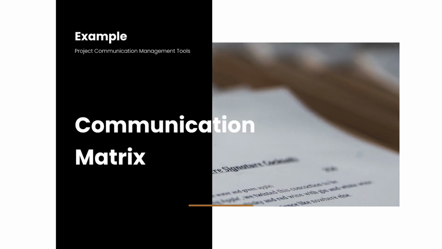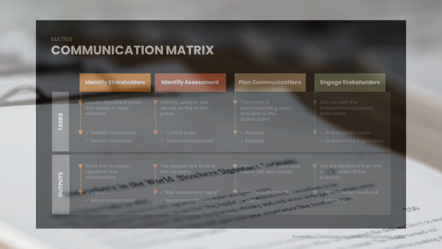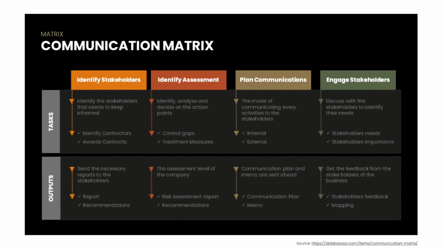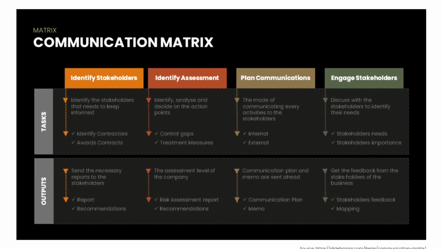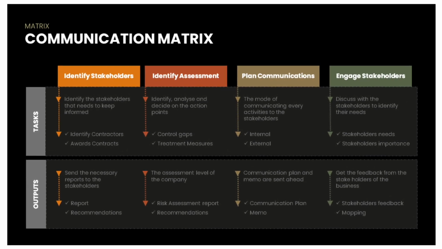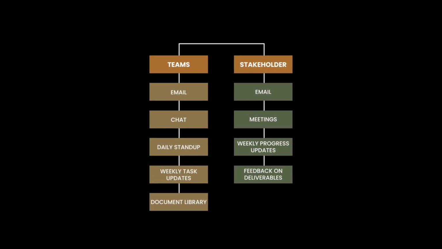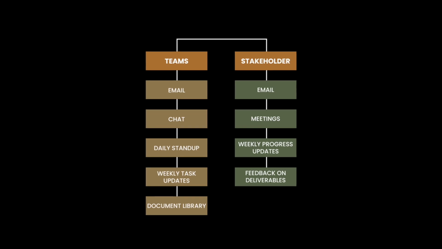One example of a PCM technique or tool is a communication matrix, which is a table that outlines the communication requirements for each stakeholder group. It also helps project managers ensure that each stakeholder receives the information they need in a format that is suitable for their needs to support the project's success.